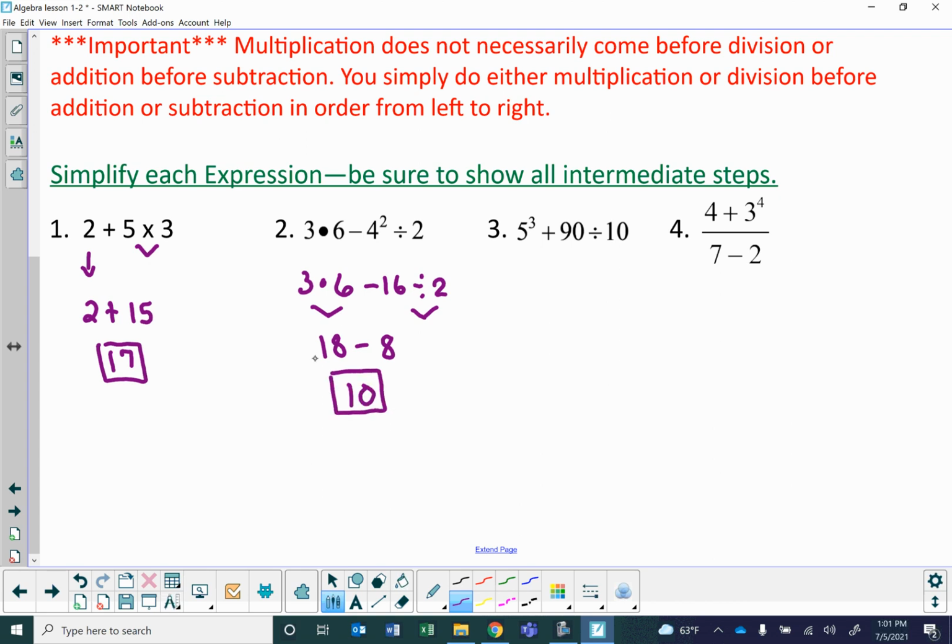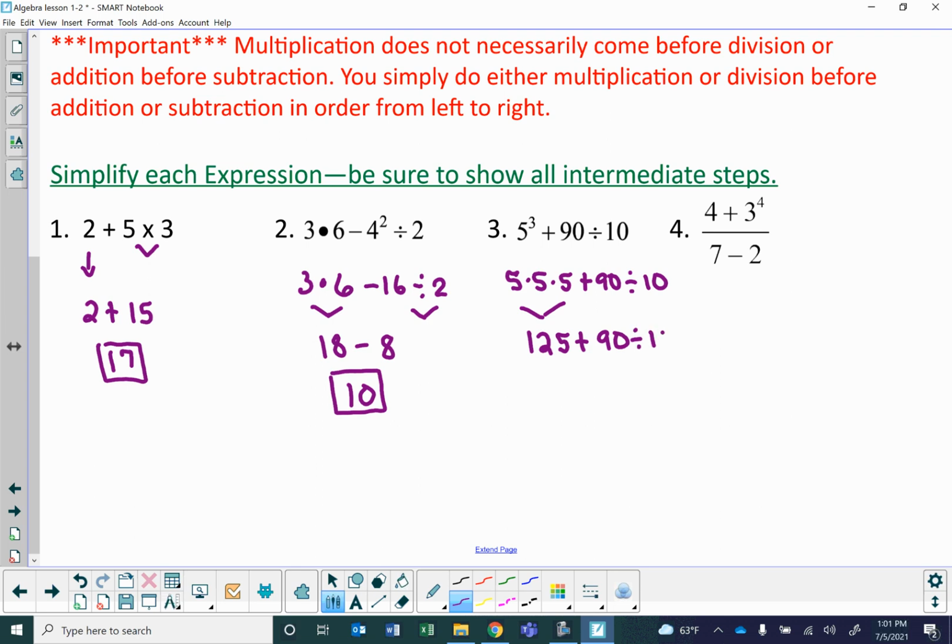I look at problem number 3 here. I have 5 to the third plus 90 divided by 10. So I have to do my 5 to the third first, which is 5 times 5 times 5 plus 90 divided by 10. Well, 5 times 5 times 5, that is 5 times 5 is 25. 25 times 5 is 125 plus 90 divided by 10.